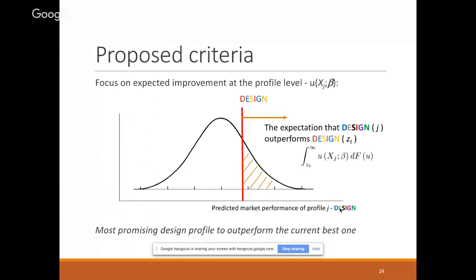And on the other hand, the variance on the right-hand side of the best market share in the first round would summarize the probability that the new design profile would be better than the design profile that you found in the first round. So we wanted to focus on this upper tail expectation and upper tail variance because it's how promising the new design profile is relative to the best design profile that we found in the previous round.